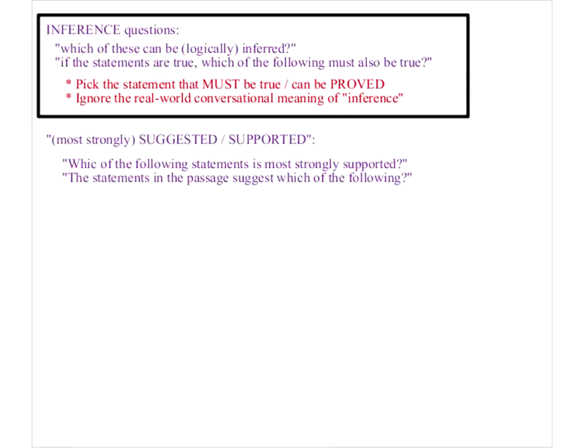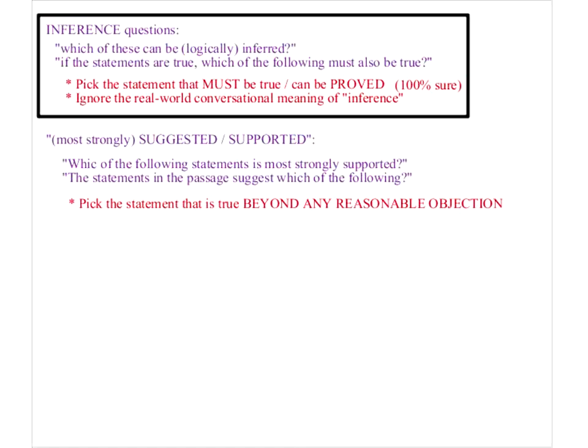Again, there's a contrast here with real life. In real life, suggestion is any sort of vague hint of anything. But on the GMAT, it's not. It's still a very strong statement. In this case, it's slightly less rigorous than the inference. The inference is basically 100% sure. The difference here is you're like 99.99% sure. So pick the statement that is true beyond any reasonable objection. In other words, you can say that it's like 99.99% true. But again, you're still ignoring real world meanings here.